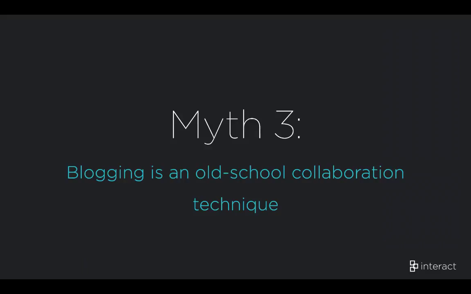All right, this is another one of my favorites. Blogging is an old school collaboration technique. This is something that is interesting because we've heard a lot of times people think, well, blogging is kind of old school a little bit. But if you look at the way we're consuming content in our social lives, outside of work, it's all about immediacy and sharing content right now and timelines and microblogging. And there is an obsession with doing some of that.